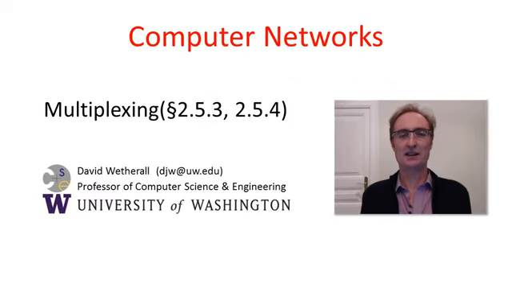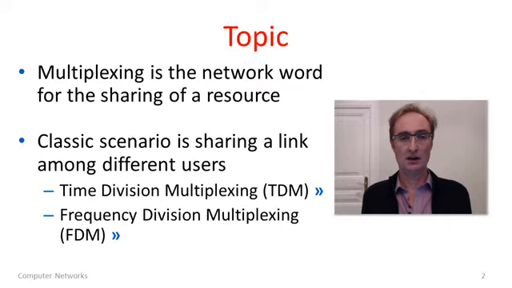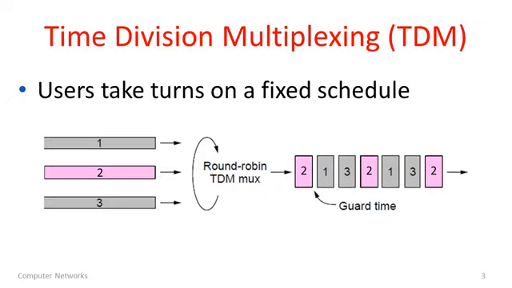G'day viewers. In this segment we'll talk about multiplexing schemes which allow the bandwidth of a link to be shared. Recall that multiplexing is just the fancy network word for sharing. The classic scenario is sharing the bandwidth of a link amongst the different users. I'm going to talk about two different methods which you use to do that: time division multiplexing and frequency division multiplexing.